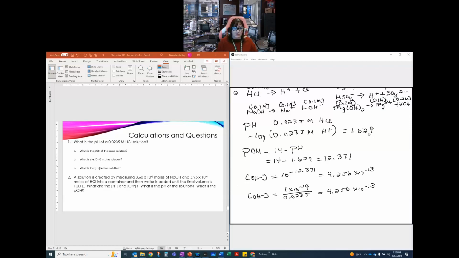Both of them should give me the same answer. And of course, once you have an OH minus, you can take the negative log of that to get the pOH. So if you are more comfortable doing it that way, that is perfectly fine. I don't care how you get there. I just care that you get there.